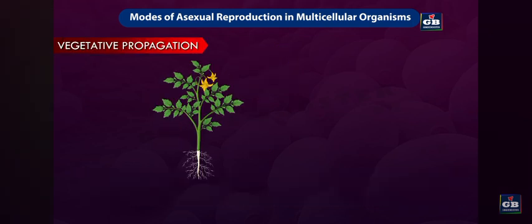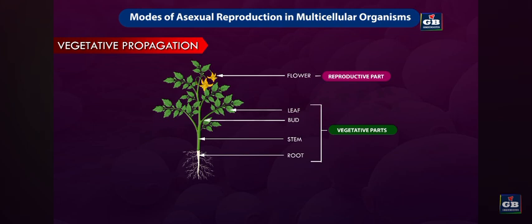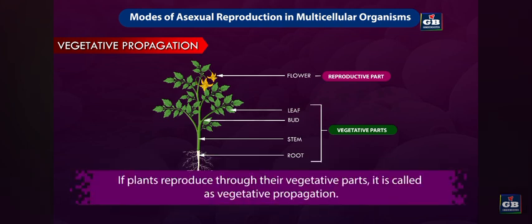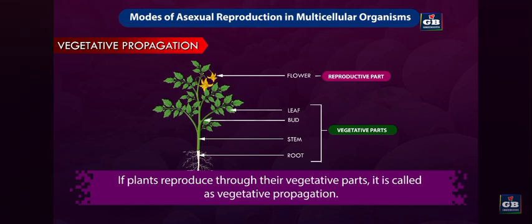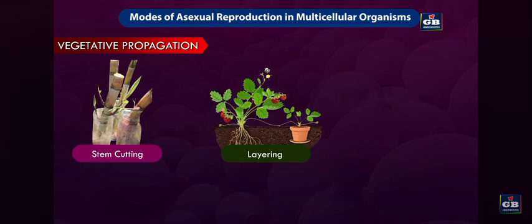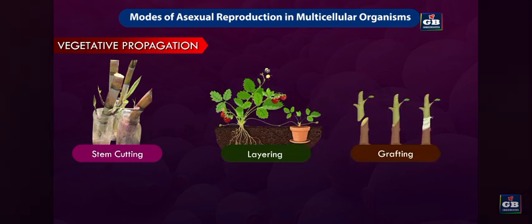Vegetative propagation. Flower is the reproductive part of the plant, whereas stem, root, branches, leaves and buds are vegetative parts of the plant. If plants reproduce through their vegetative parts, it is called vegetative propagation. Cutting, layering, and grafting are the three major techniques of vegetative propagation.